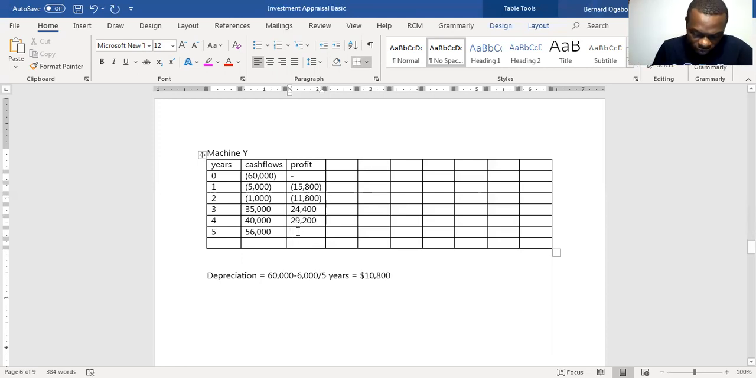Then don't forget that I'm not going to use 56 minus 10,800. I'm going to use 50,000 minus 10,800. Why am I using 50,000? Because that's the original cash flow. But this other 56,000 includes 6,000 scrap value, which is not going to be useful to us when we're calculating accounting rate of returns. Okay, so that gives me 39,200.